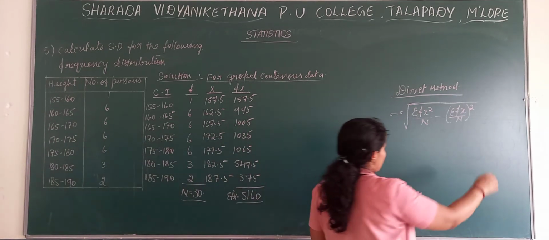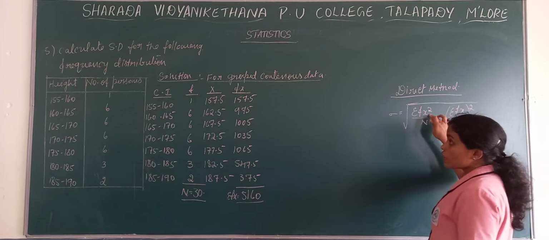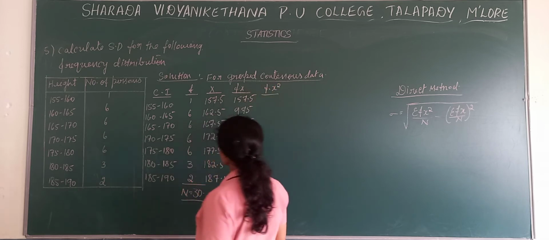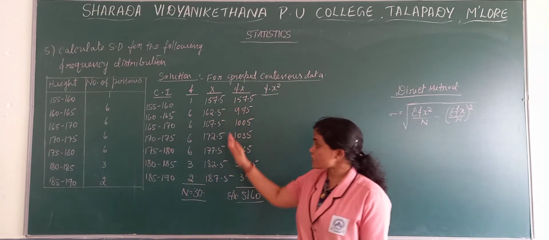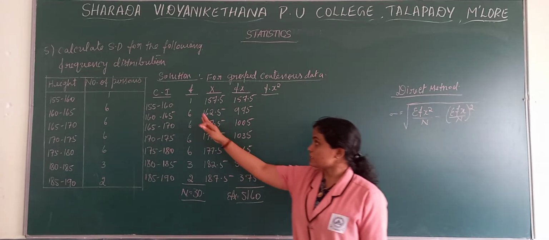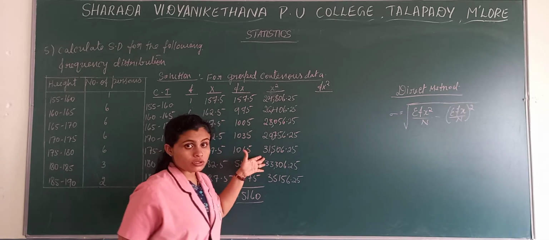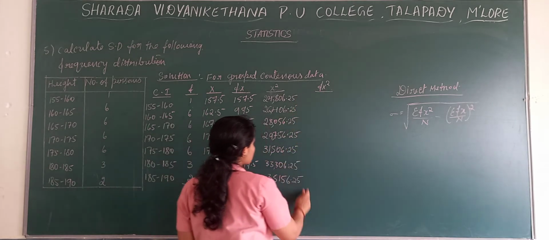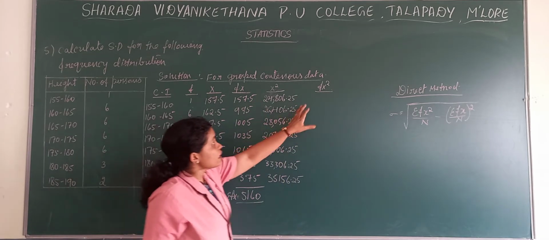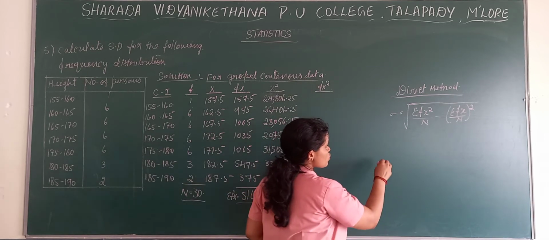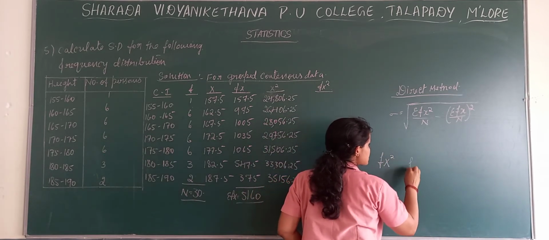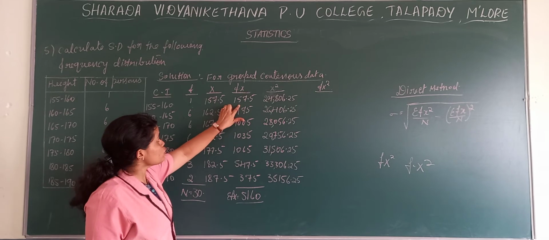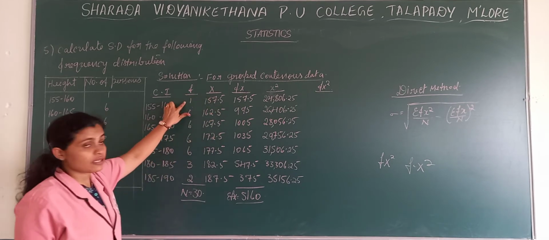Next we have f into x square. That is nothing but we need to square the x column, and then multiply with f. See, in your textbook you don't have a separate column for x square. They show fx square, but it is not fx whole square, it is f into x square. It is not the direct square of this particular column. Firstly you need to make the square of x, then you have to multiply with frequencies.